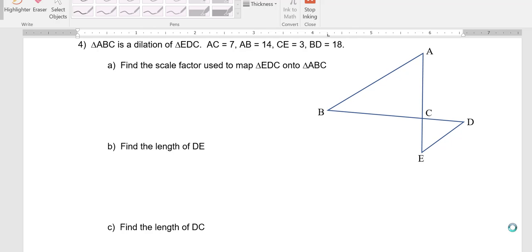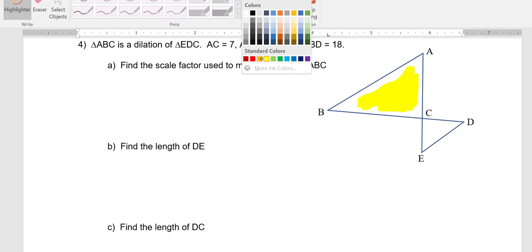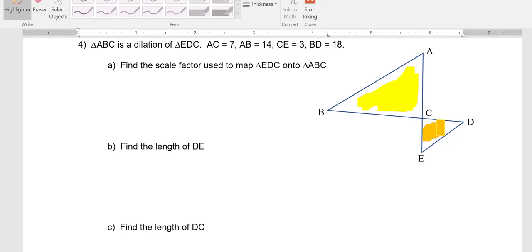Okay, we're on the back side here. We're talking about this triangle right here being a dilation of the original triangle, which is the orange one right here. And we have some values here. This is 7, AB is 14, CE is 3, and BD as an entire length is 18.